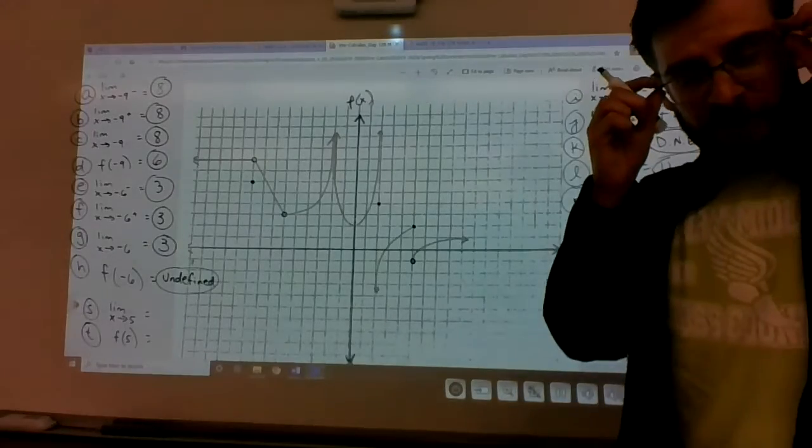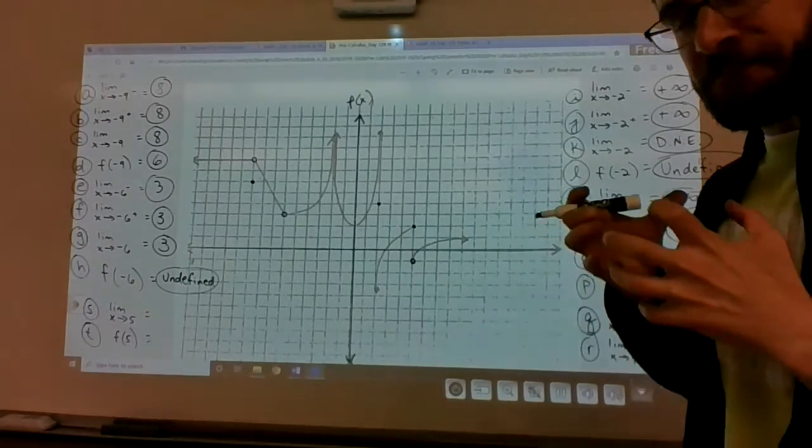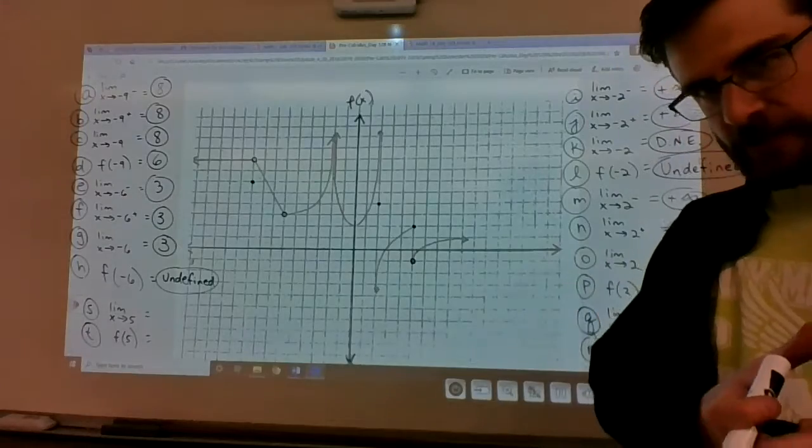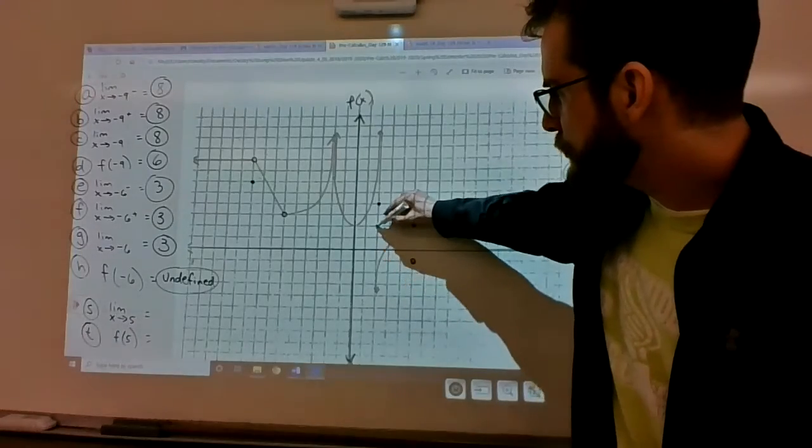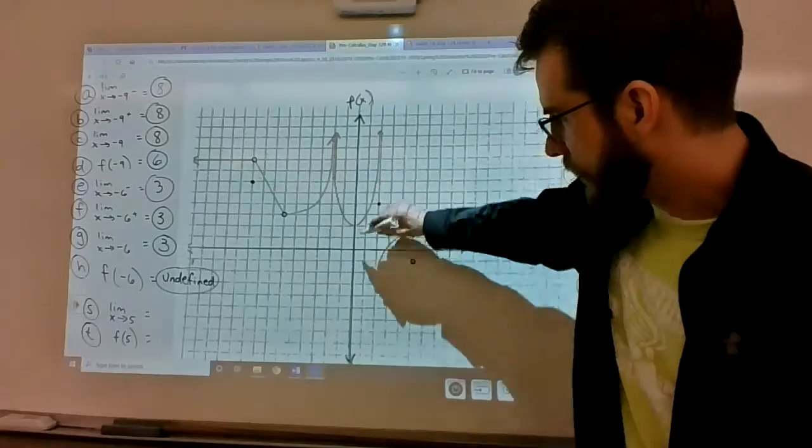All right, but then the function does actually live there. The function lives there. The limit does not exist. The function lives at 1, 2, 3, y equals 4 when x equals 2.